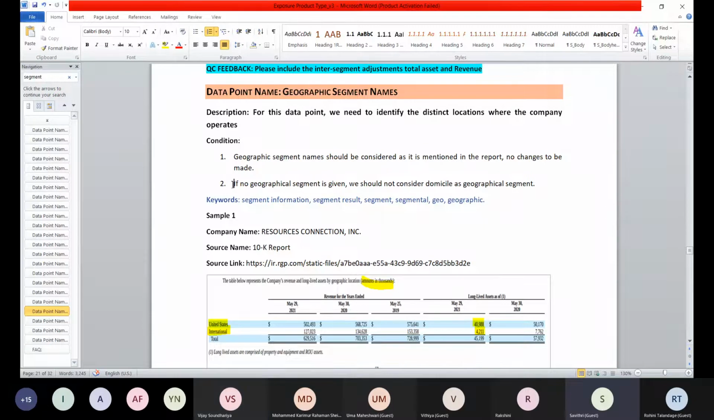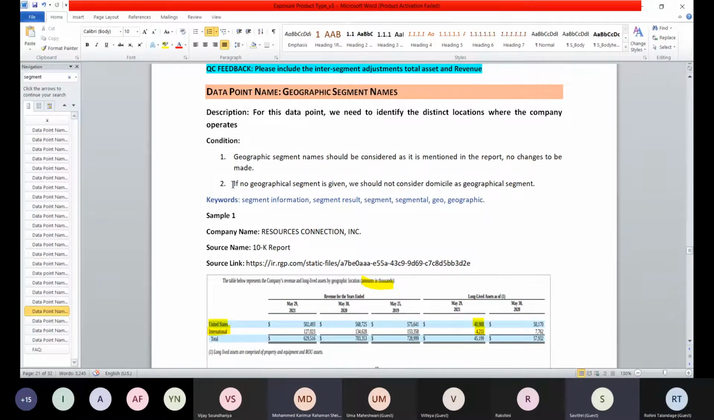Yes, and the second condition is, if they have not given any geographical segment, then you should not consider it. If that company belongs to US, you cannot take that US as a geographical segment. In the report it should be explicitly mentioned that they are operating in this area or location, then only we take it as a geographical segment.